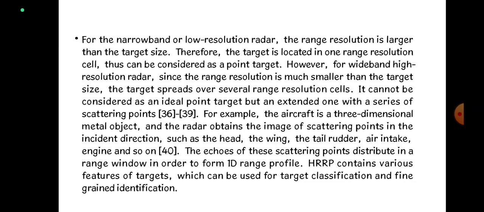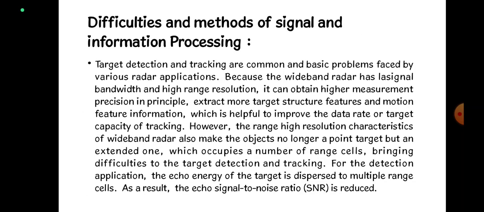For example, the aircraft is a three-dimensional metal object and the radar obtains the image of scattering points in the incident direction, such as the head, the wing, and the tail rudder, air intake, engine. The echoes of these scattering points are distributed in a range window to form a 1D range profile, which contains various features of targets that can be used for target classification and fine-grained identification.